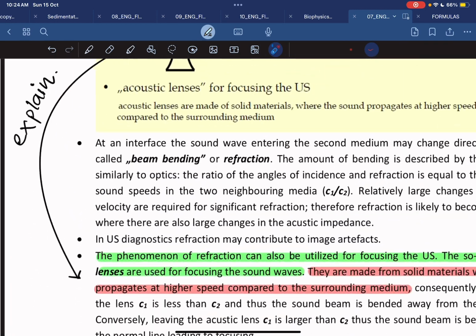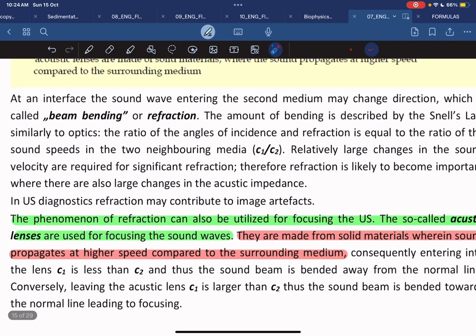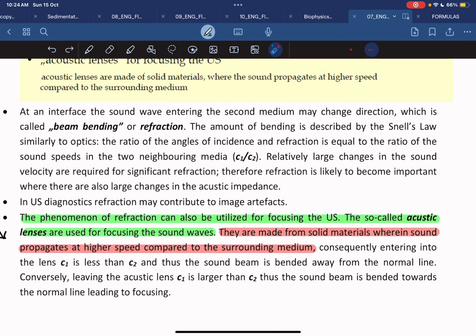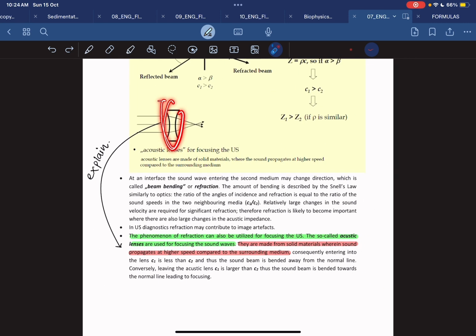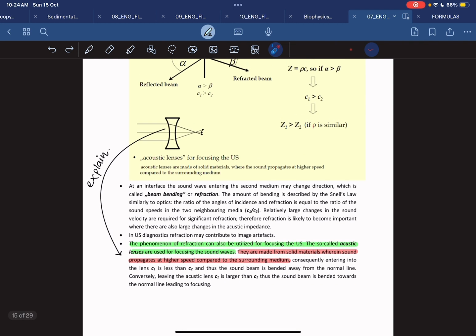So over here you can see the phenomenon of refraction can also be utilized for focusing ultrasound. The so-called acoustic lenses are used for this. They are made from solid materials wherein sound propagates at higher speed compared to the surrounding medium. Consequently, entering into the lens, their acoustic impedance is different, which results in them bending and focusing, acting like acoustic lenses.